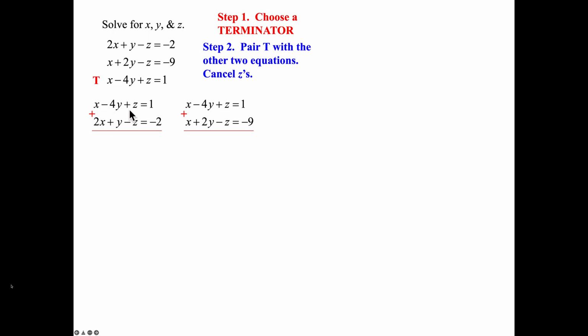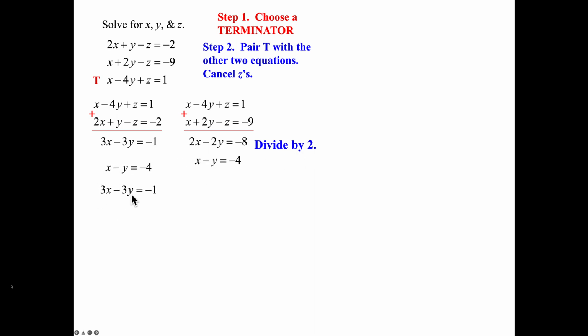So I'm going to add these together, cancel out my z's. x plus 2x, that will be 3x. Negative 4y plus y will be minus 3y. The z's cancel. 1 minus 2 is negative 1. 2x, we get a minus 2y and a minus 8. Again, here's a case. I see all even numbers, divide by 2. We'll bring these two equations together.